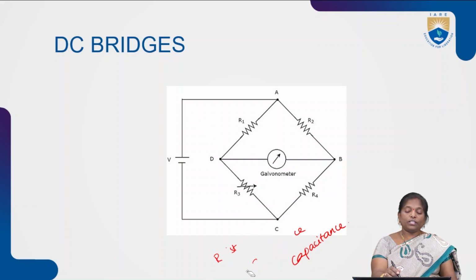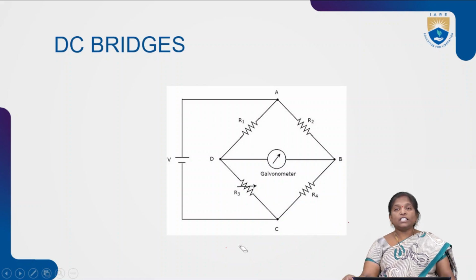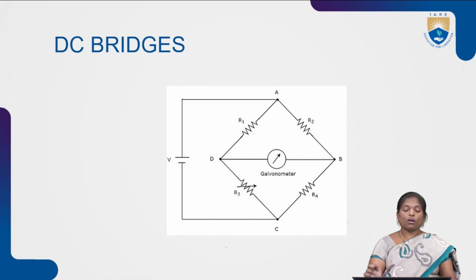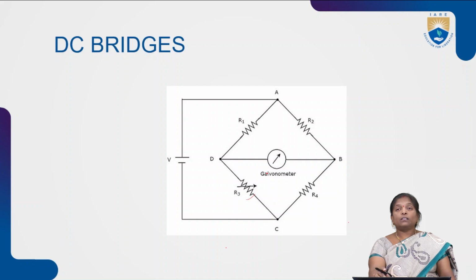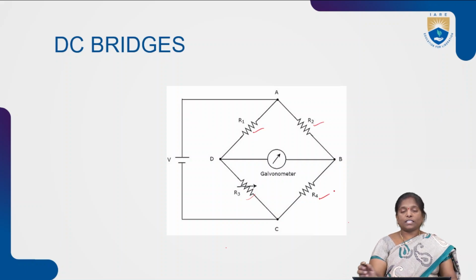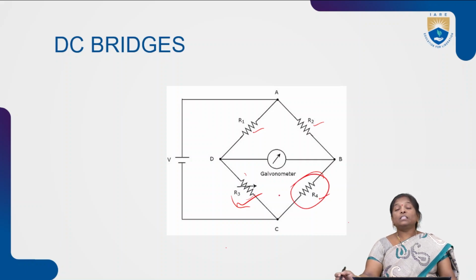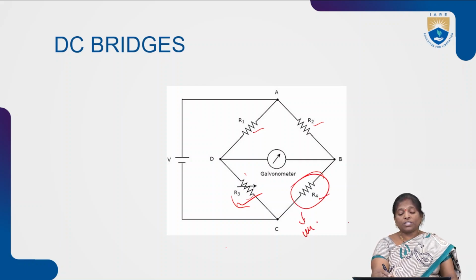So coming to this DC bridge, it consists of 4 arms: first arm, second arm, third and fourth arm. And the bridge is present in the balanced condition. When the bridge is in the balanced condition, we can measure the unknown parameter. For example, the bridge consists of 4 arms. Of those 4 arms, 3 arms have known resistance values, whereas the 4th arm has the unknown parameter. This unknown parameter can be measured with the help of the 3 known parameters.